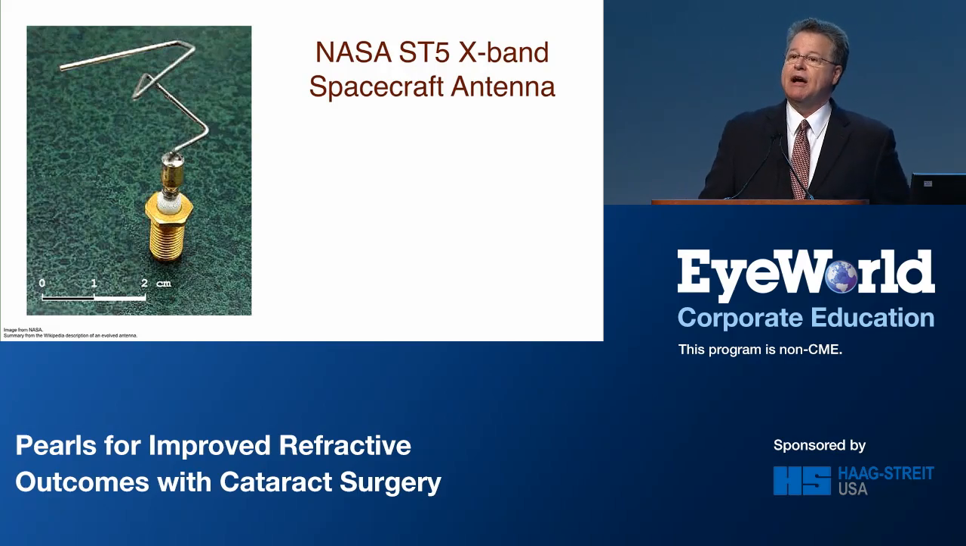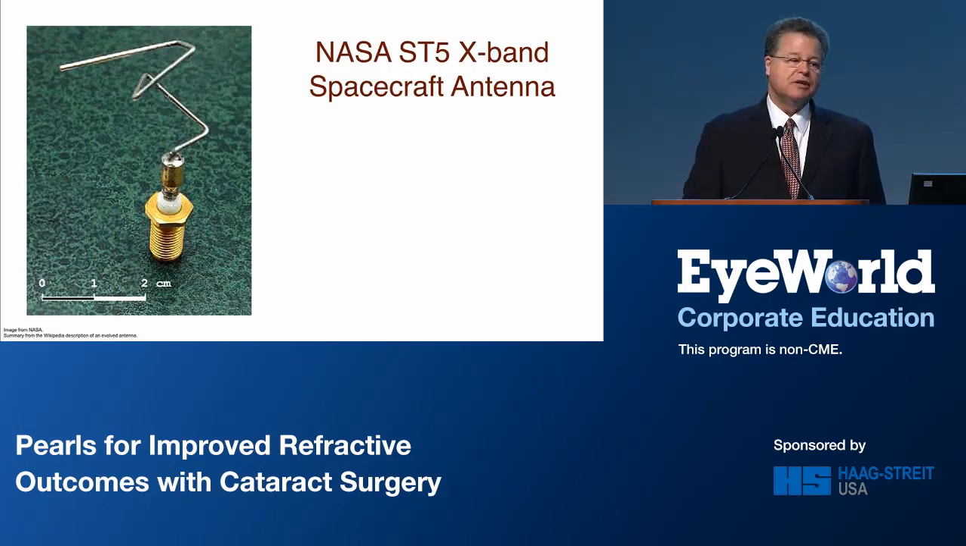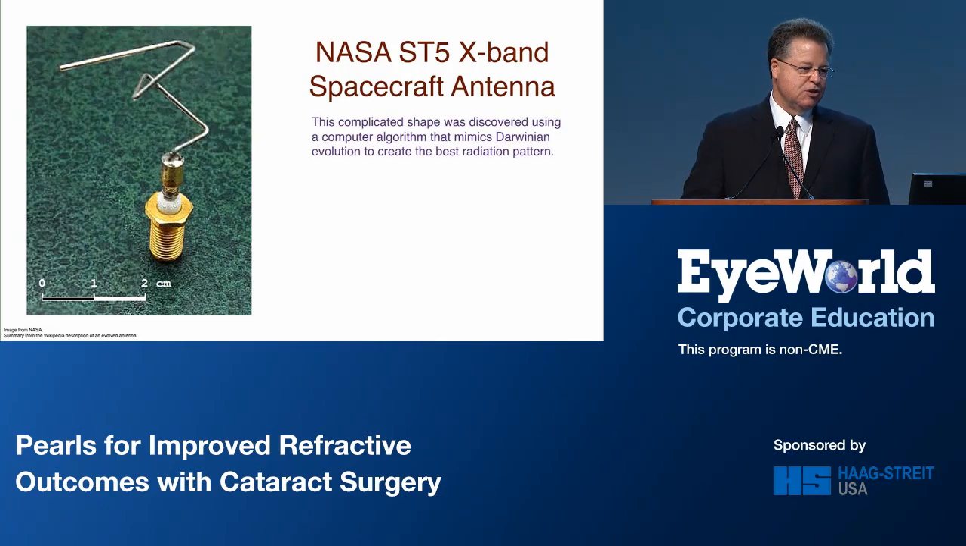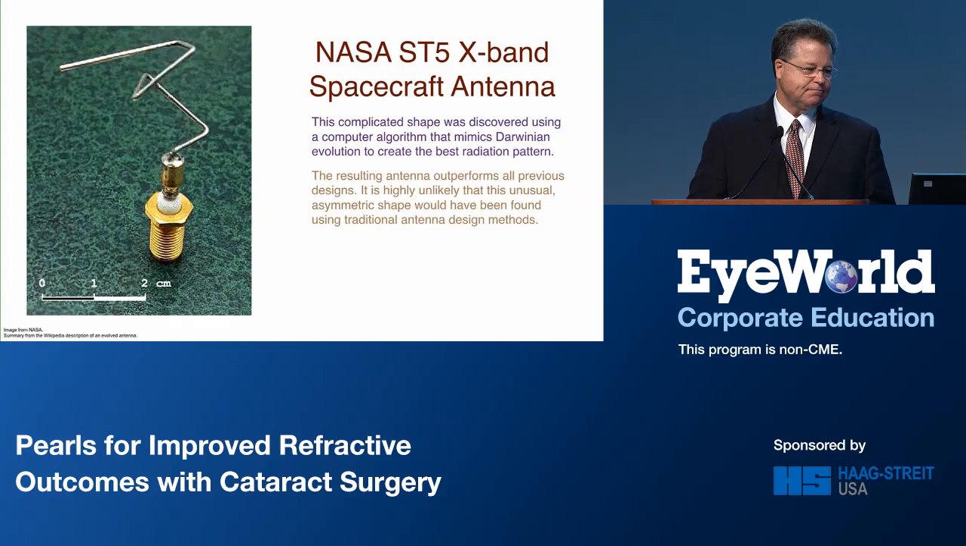So here's an example of how we can go about this. NASA, for the ST5 spacecraft, needed an antenna that had certain characteristics, but there's space limitations and weight limitations, and the only way they could come up with something is to use a process of iteration exactly the same as what we did for this. So this complicated, kind of crazy shape fulfilled all the requirements of NASA, and it was discovered using a computer algorithm that works by Darwinian evolution.